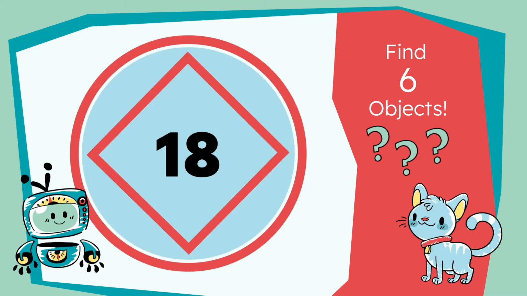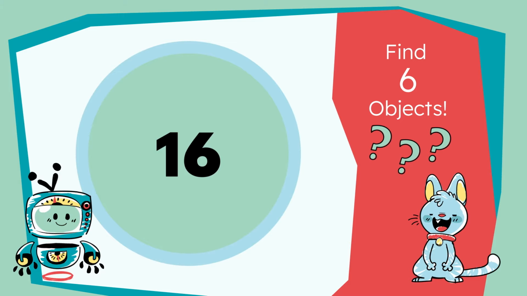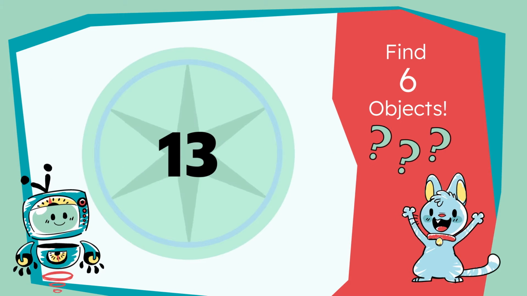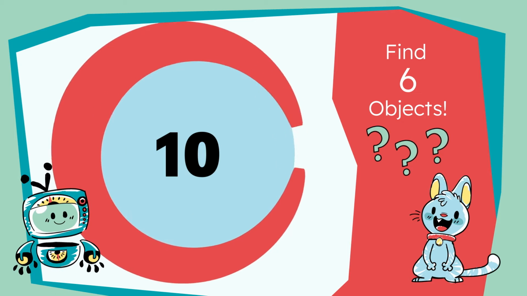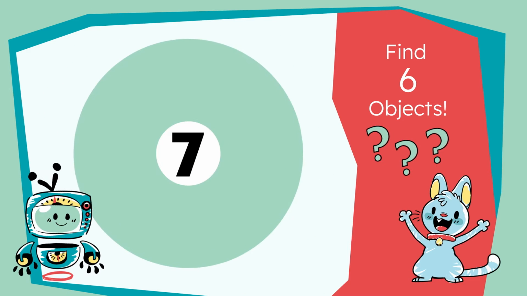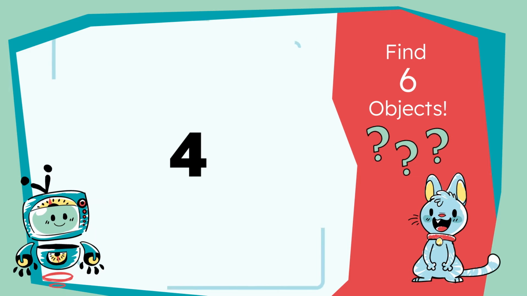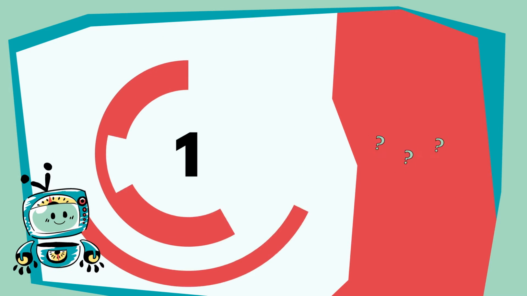Now, let's do it again. Let's go find 6 objects in your house. I'll find 6 objects too. I have my 6 objects. Did you find your 6 objects? Great job. Let's count them together. 1, 2, 3, 4, 5, 6.